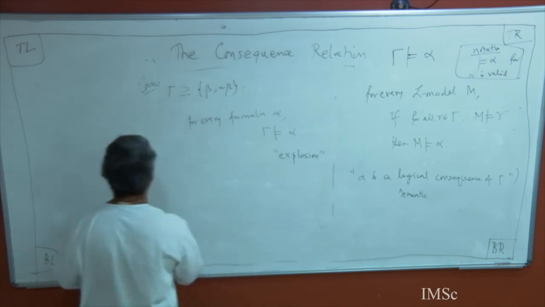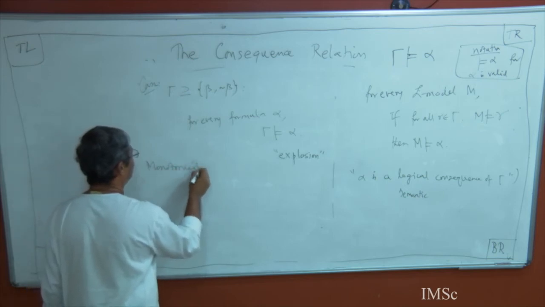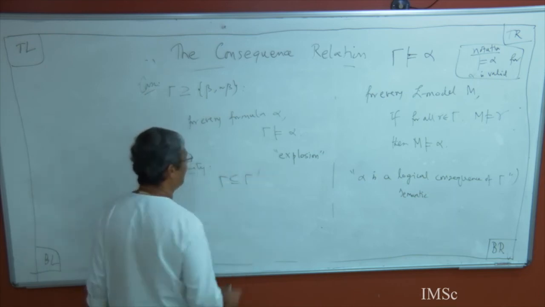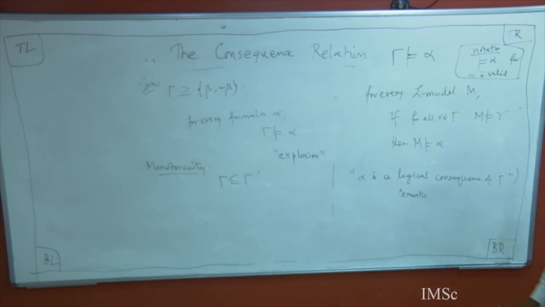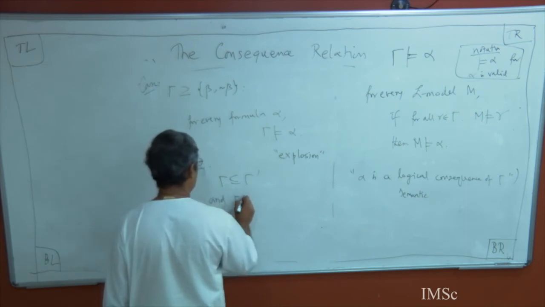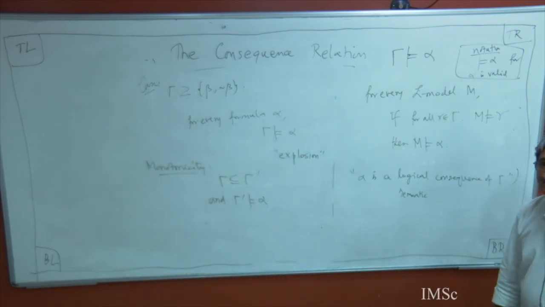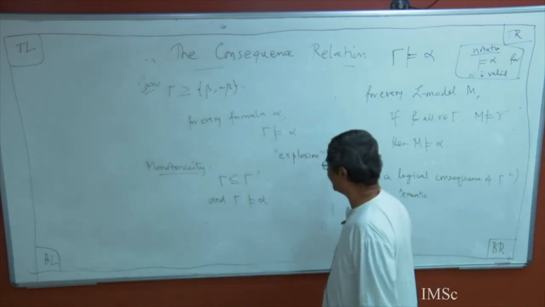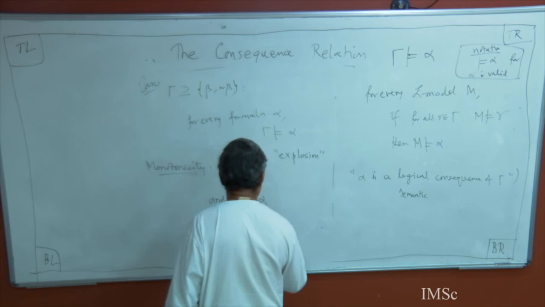Another property that is of interest is monotonicity. Suppose gamma is contained in gamma prime, right? Now what can we say? Alpha is a consequence of gamma. Then alpha is a consequence of gamma prime as well.